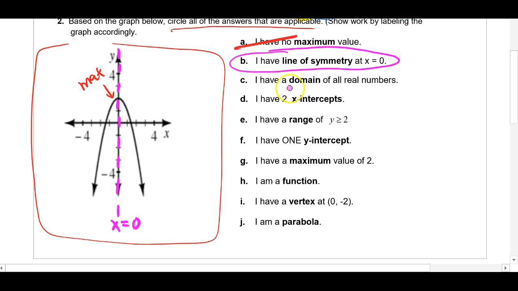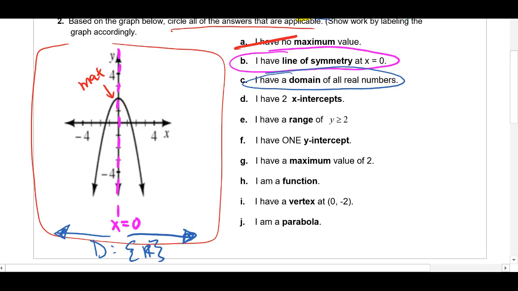In the next one, I have a domain of all real numbers. Remember, we need to say to ourselves, does it go forever and ever to the left? Yes. Does it go forever and ever to the right? Yes. So the domain is all real numbers. So that is true.